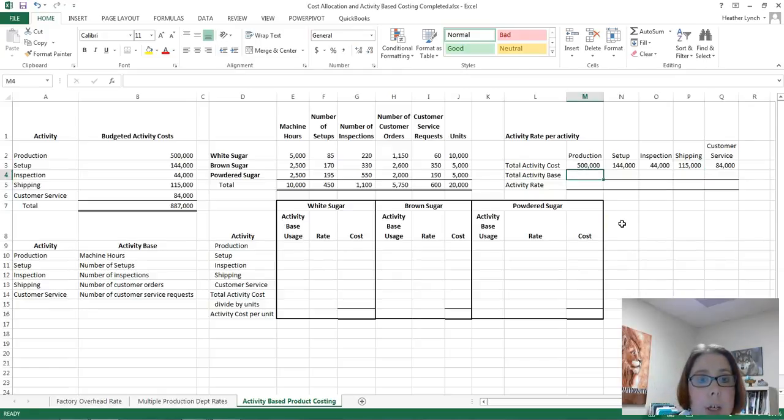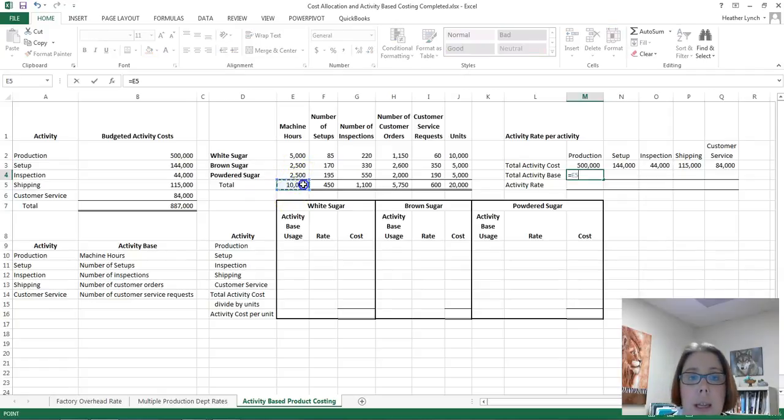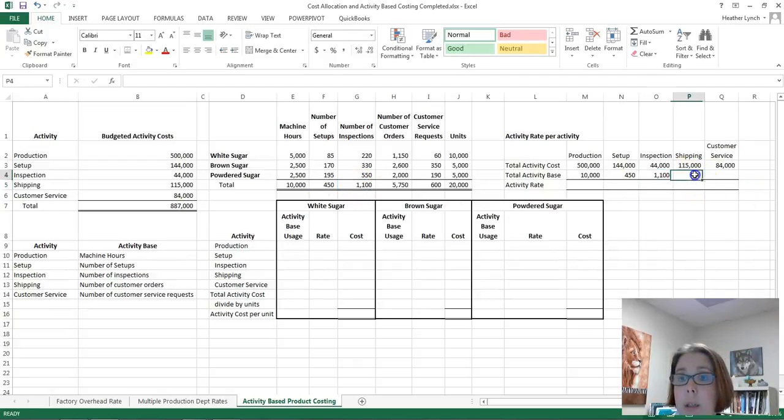So for production, it is based on machine hours. So the total production for white, brown, and powdered sugar is 10,000. For setup, it's based on number of setups. They had 450 setups. Inspection, they had 1,100 activities. Shipping is based on number of customer orders, and they have 5,750 customer orders. And customer service is based on number of customer service requests, and they had 600 of them.